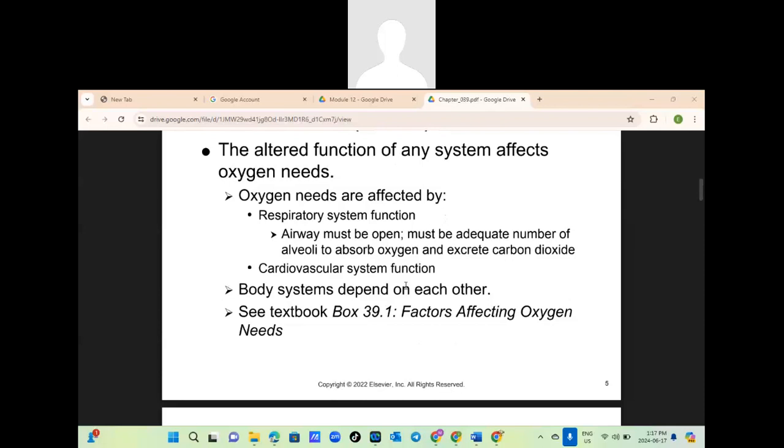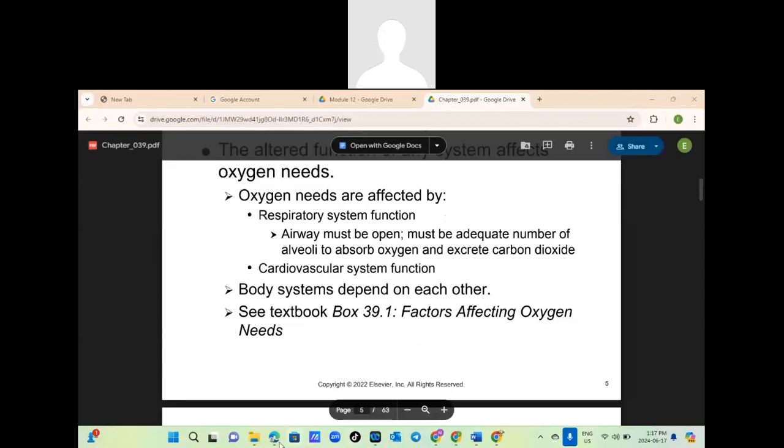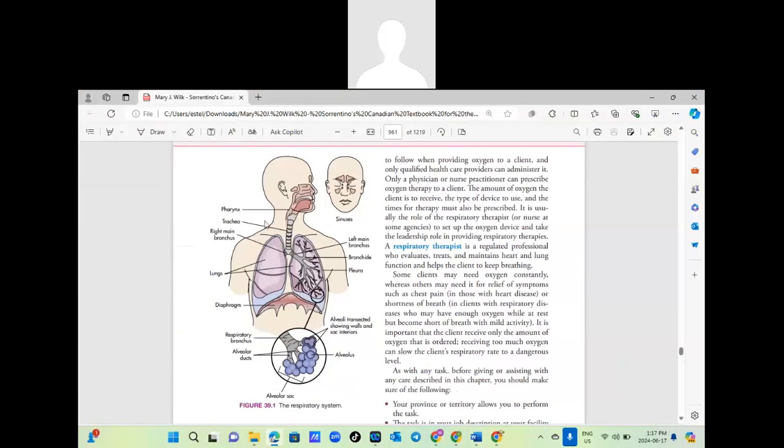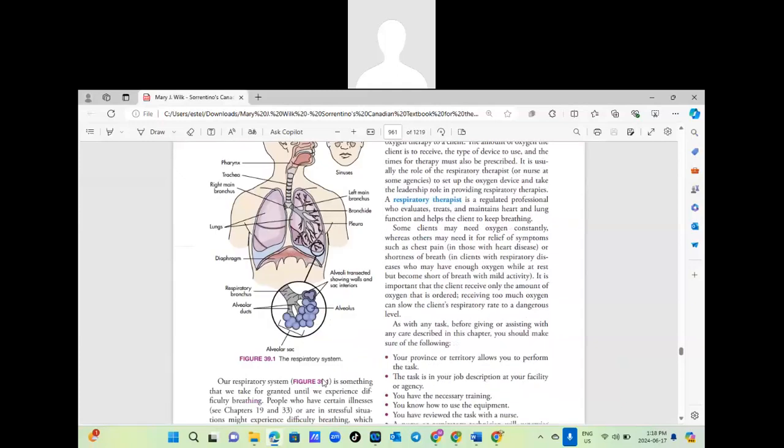Okay, so body systems depend on each other. Let me pull out our book. All right, so again, if you can recall, this is our respiratory system, and this is the alveoli. If for some reason there is a disease that affects the alveoli, definitely the gas exchange is also altered or affected.